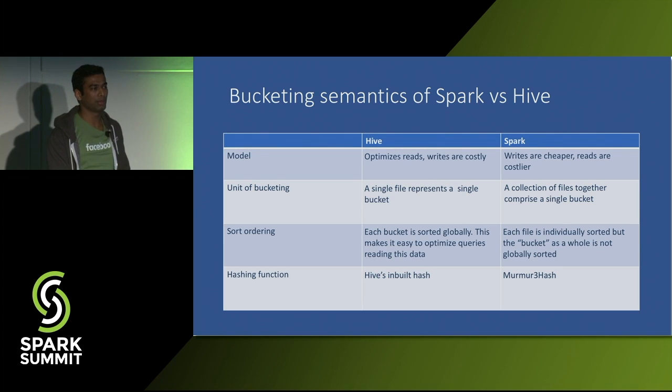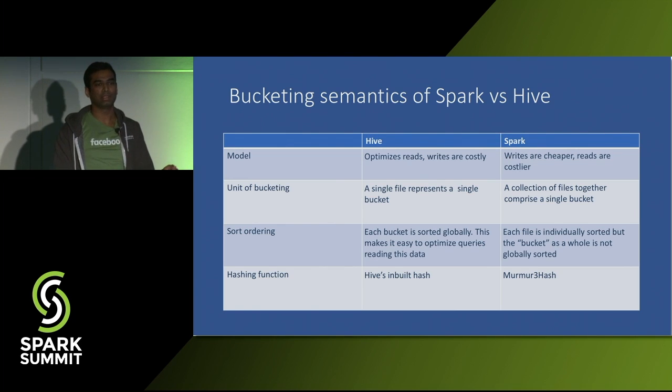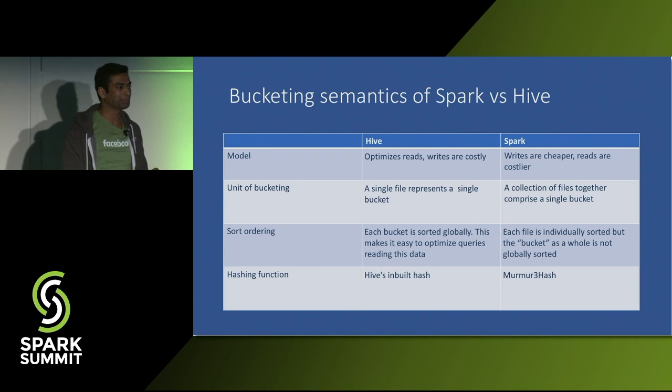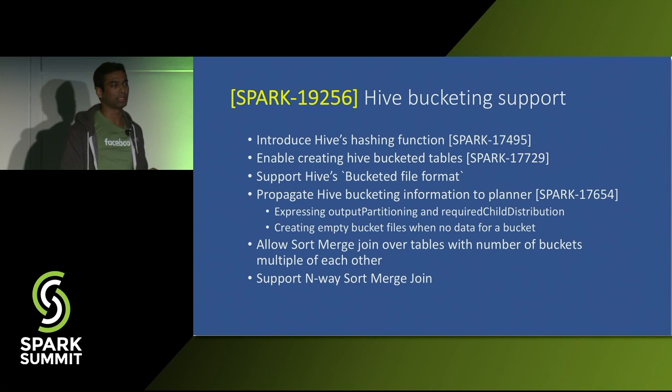Since we wanted to migrate our workloads from Hive to Spark, and in a backward compatible manner, we started looking at how we can have the same semantics of Hive bucketing inside Spark. So the goal here was that if you have any Hive query which is reading from a table and writing output to some Hive table, if you run the same query in Hive and then in Spark, the output should be exactly identical. So this is the master Jira for adding Hive bucketing support in Spark.